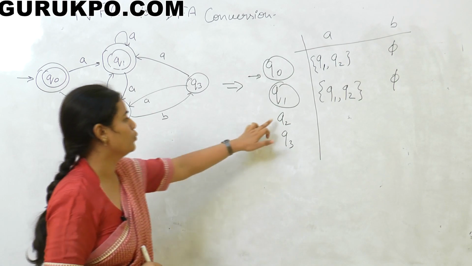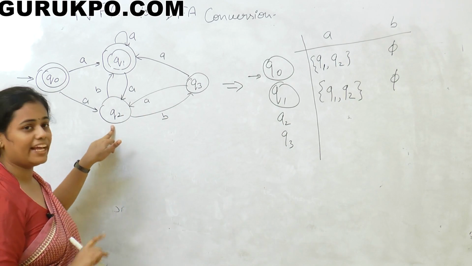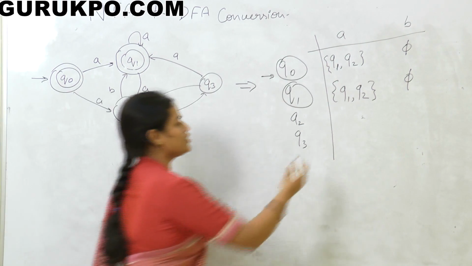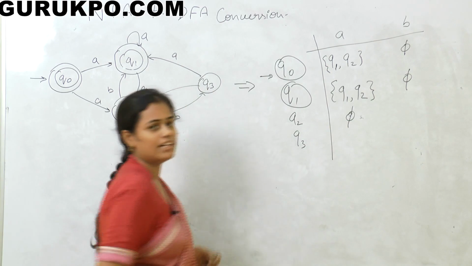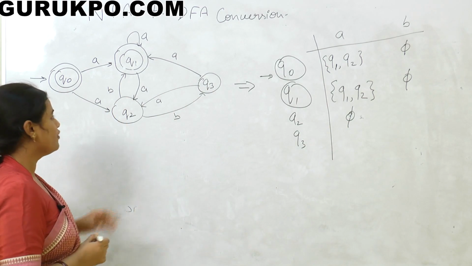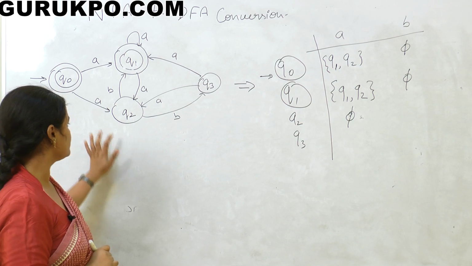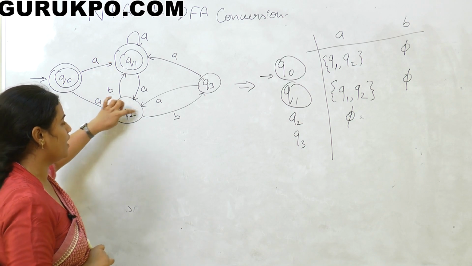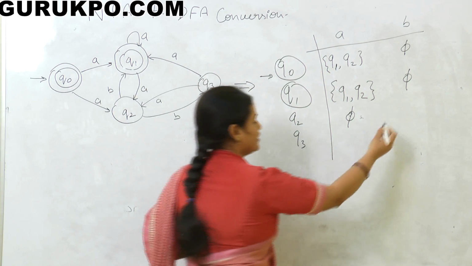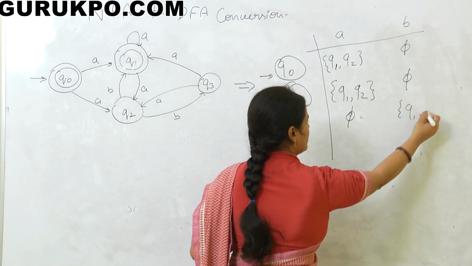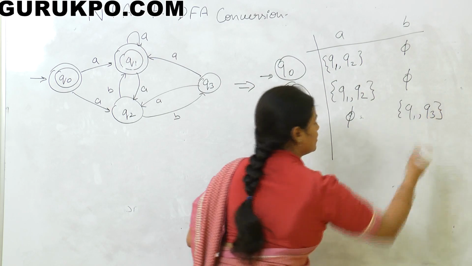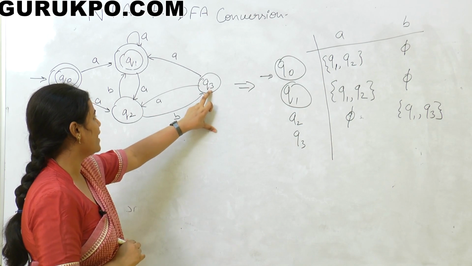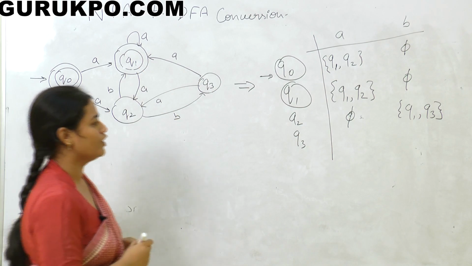At state Q2, we are not applying input A, so it will be null. At state Q2, we are applying the input value B. When we apply B, we reach the states Q1 as well as Q3. Then we will mention here Q1, comma, Q3. Now at the Q3 state, we apply the input A, and we reach Q1 comma Q2.